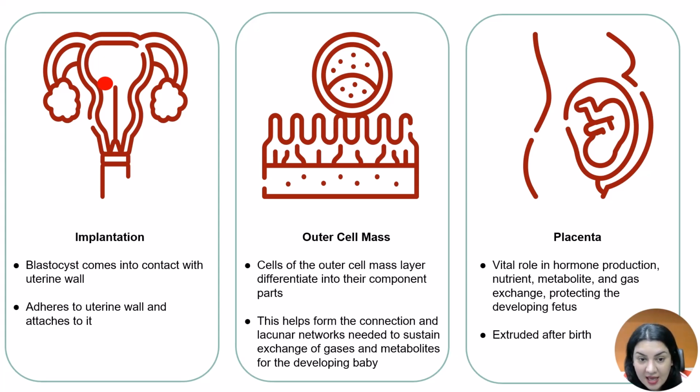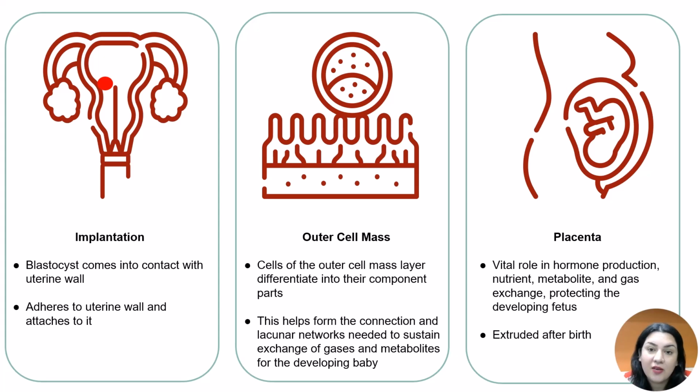Now, looking at the outer cell mass again, so that trophoblast layer, what happens here is that that outer mass differentiates into its own component parts. And we won't get into the nitty-gritty of all these parts and naming them and talking about what they do, because that is more detail than is required in this syllabus. But basically, each of its component parts have their own responsibilities, and they basically just help to form, super simplified, right? They help to form the blood vessels or the lacunar networks that are going to be necessary for when that exchange of gas and metabolites is going to happen.